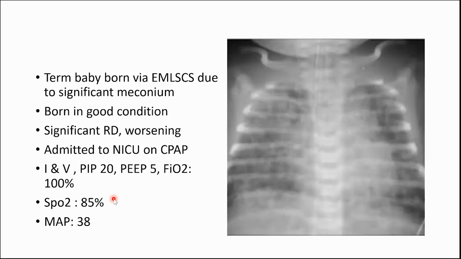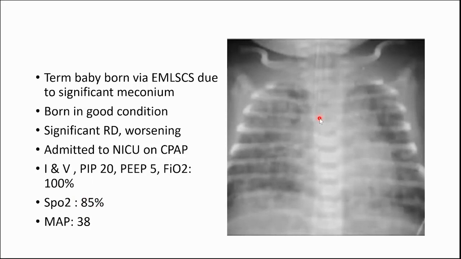Okay, now we are coming into another question. If I am to give you a scenario, this is a term baby born by emergency LSCS with significant meconium. Baby is born in good condition, however soon developed significant respiratory distress, and this is worsening now, and you admit this baby to NICU on CPAP. Subsequently, due to desaturation, the baby ended up being intubated, and we ventilate the baby with PIP of 20, PEEP 5, FiO2 100%. But the pre-ductal saturation is 85% with a MAP of 38, and this is your X-ray.